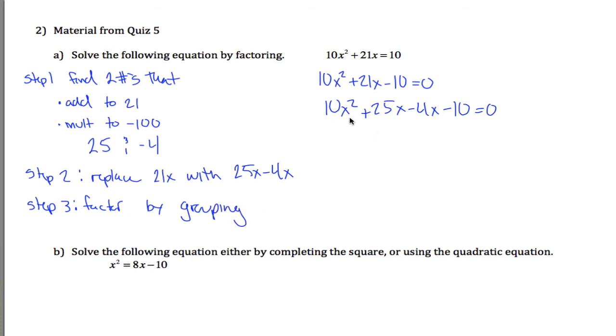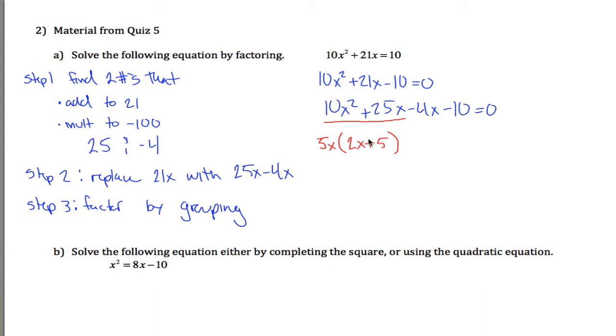The way you factor by grouping is now that I have 4 terms, I can group them into 2 pairs of 2. So this first group, the red group here, has a greatest common factor of 5x. And if I pull out that 5x, what I'm left with is 2x plus 5. Right, 2x from here and 5 from here.